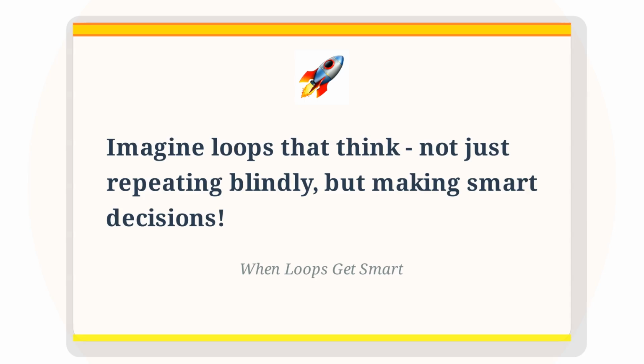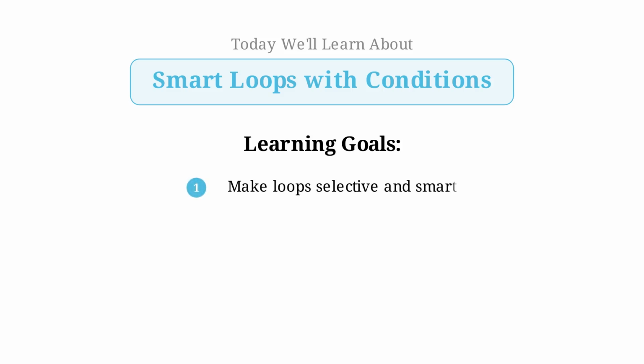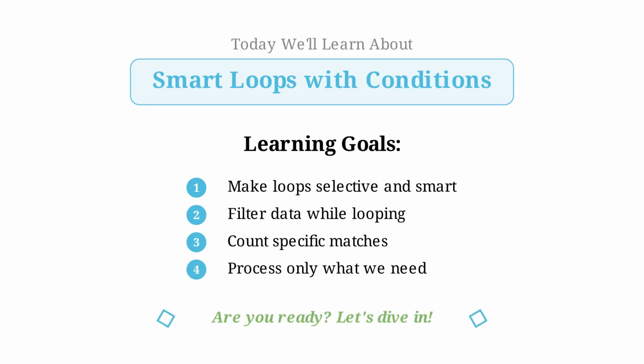Imagine loops that think, not just repeating blindly, but making smart decisions. Today, we're transforming our basic loops into intelligent powerhouses. We'll make them selective, teach them to filter data, count specific matches, and process only what we need. Get ready to unlock the secret of smart repetition.